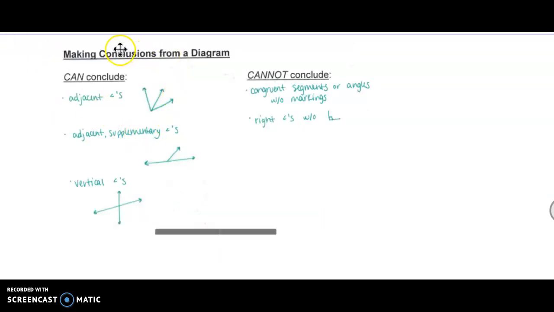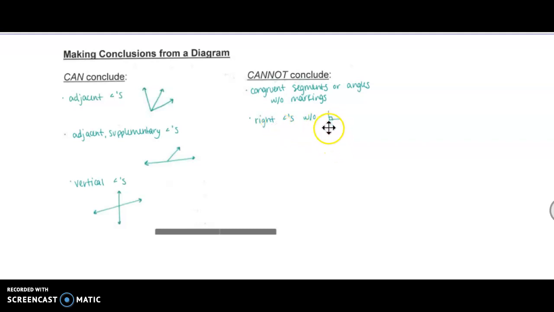Okay, this is really important. This is talking about any diagram as we move forward in geometry, okay? Here's what you cannot conclude. Let me start with the negatives, okay? You cannot assume and conclude that angles are right angles or 90 degrees, okay?